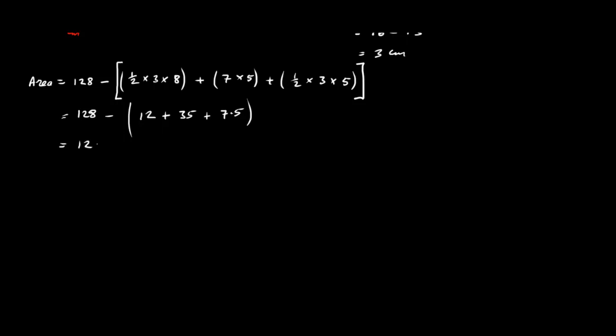0.5. So we've got 128 here minus, we've got to add these three up. Well, we've got 35, 45, 47. That'll give me 54.5. And if we subtract that, we get 73.5 centimeters squared. Okay, so that's the area of our shape. That's probably the quickest way of doing it.